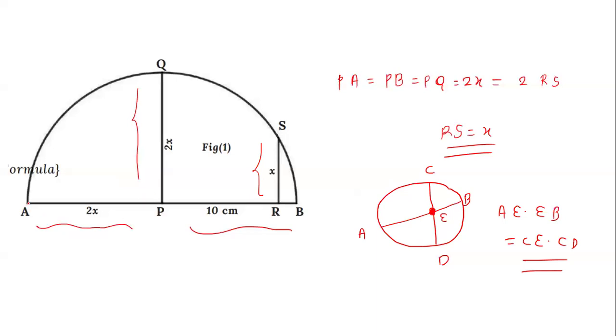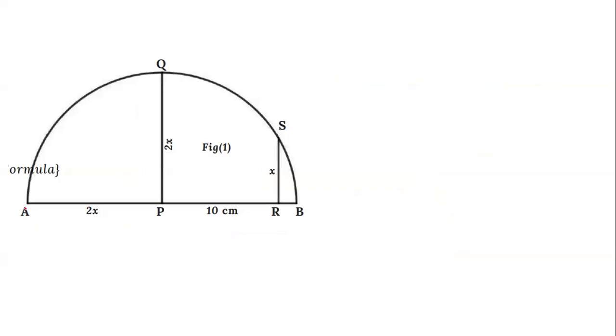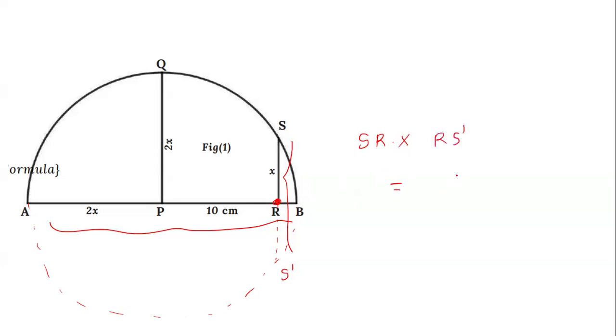Here you can see that if we complete this circle, we can make it bigger. If you mirror this, this is one chord and this is another chord, and both of these are intersecting at this point. So we can write SR times RS dash, where this is S dash, is equal to AR times RB. We can write this because this part and this part are symmetric.